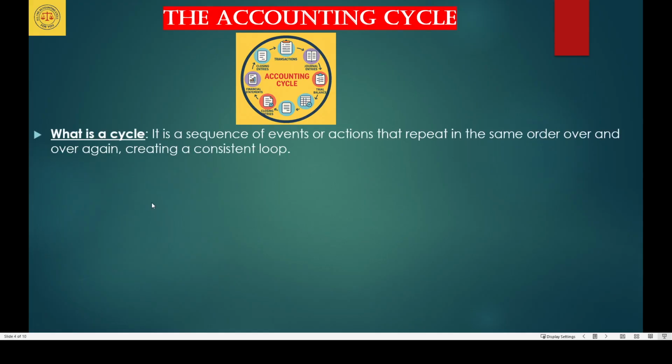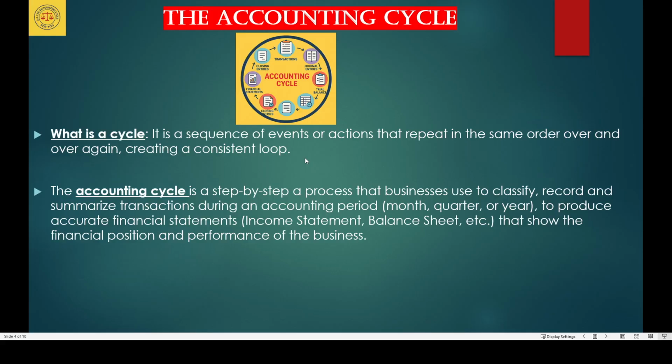So what is a cycle? It is a sequence of events or actions that repeat in the same order over and over again, creating a consistent loop. The accounting cycle is step by step, one by one.